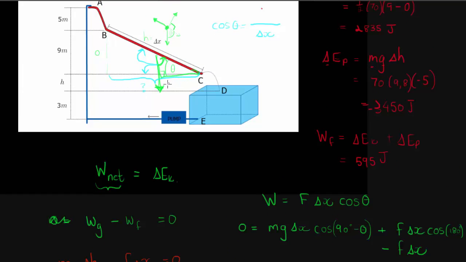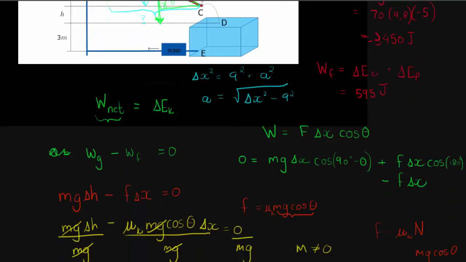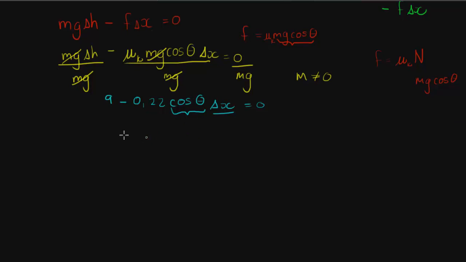Now how do I get that side length? Well, I can just use Pythagoras because I've got the other two side lengths. Pythagoras would say that the hypotenuse squared is equal to this side squared plus that side squared. So in other words, I'd have that delta x squared is equal to 9 squared plus this unknown, let's call it adjacent squared. So adjacent would equal the square root of the hypotenuse squared minus 9 squared. And so that's what will come in here.